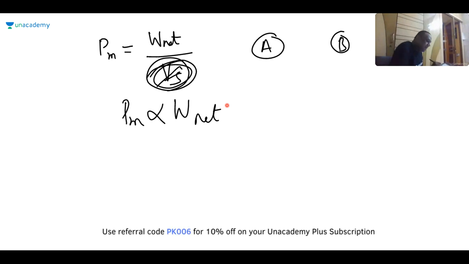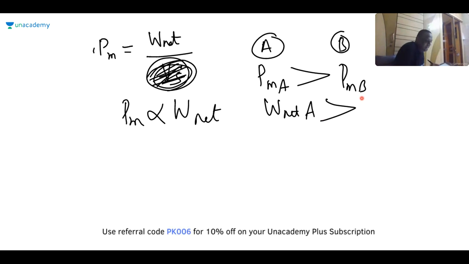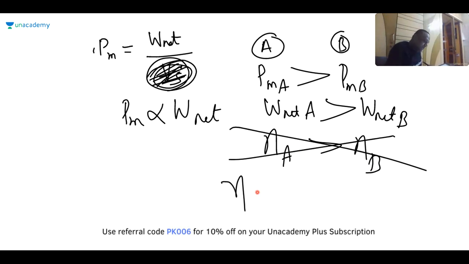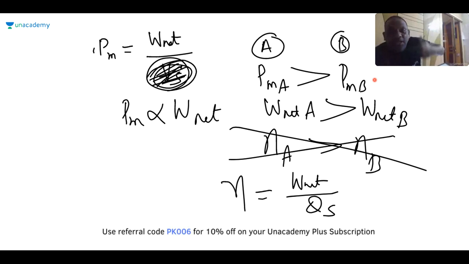Dhyan se suno. Agar A ka mean effective pressure zyada hai B se, dekho dono ka swept volume same hai, that is the meaning of comparison. So when mean effective pressure of A is more, it means the net work of A is greater than the net work of B. And again, you are going to commit mistakes here. Can we say efficiency of A is greater than efficiency of B? Nahi bol sakte, kyunki efficiency not only depends on net work, it also depends on heat supply.